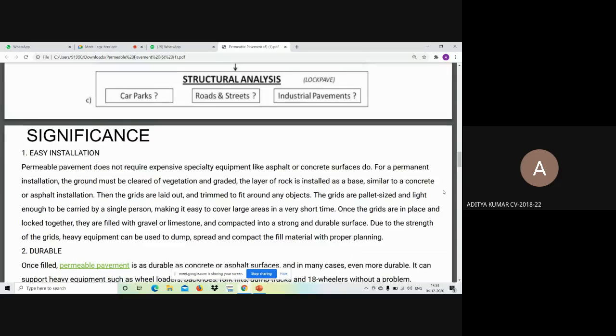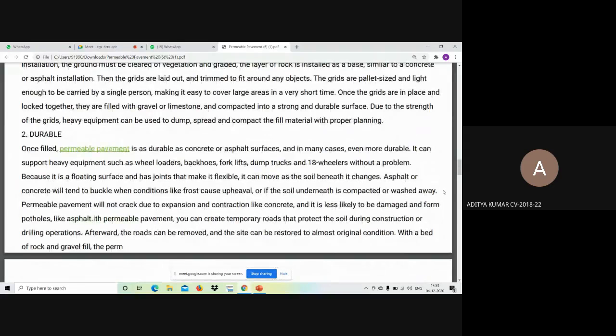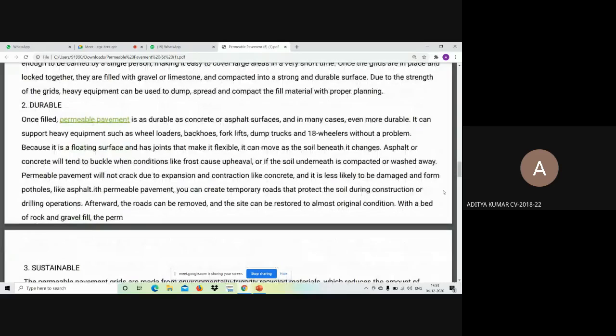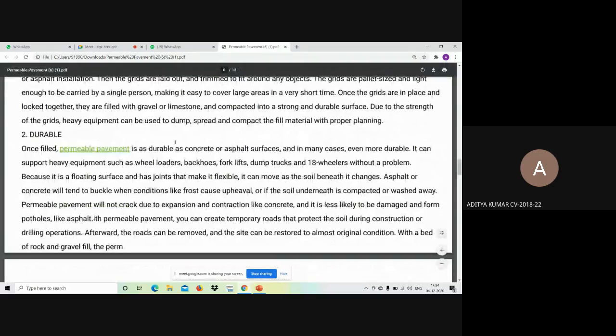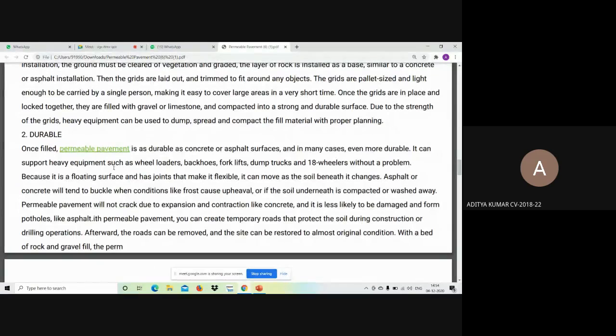The second one is durability. It is long lasting, as porous asphalt pavement can last up to 20 years. Even with cracks or potholes, it is durable because it retains the ability to handle rainwater for many years. It's commonly used in parking lots, walkways, playgrounds, and even on higher volume highways.